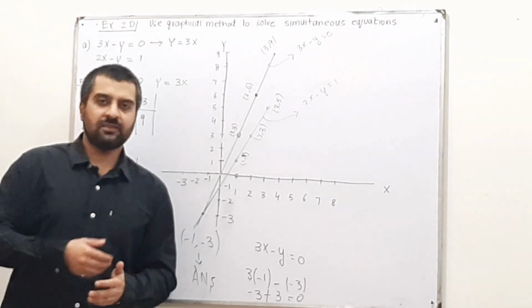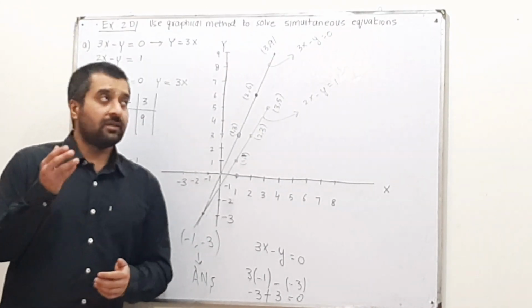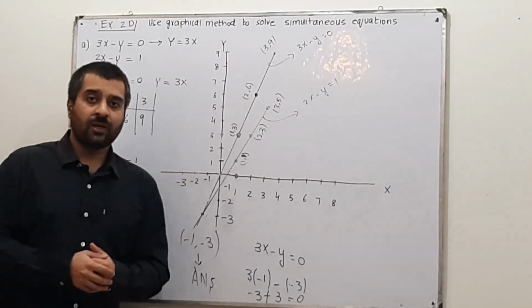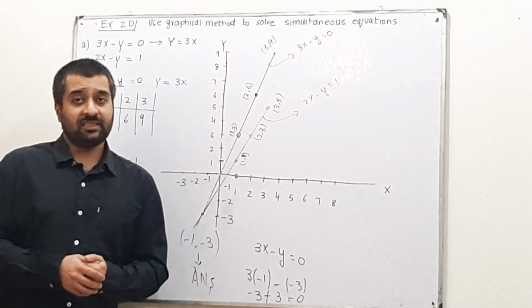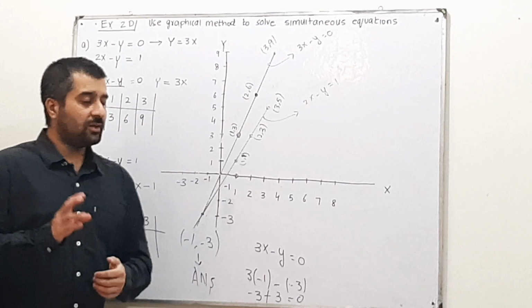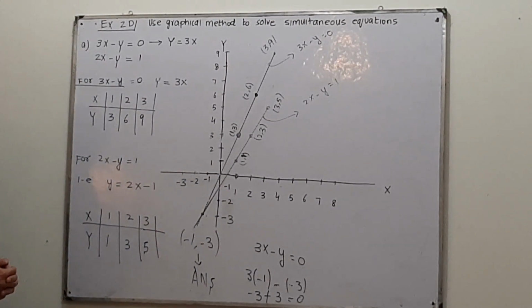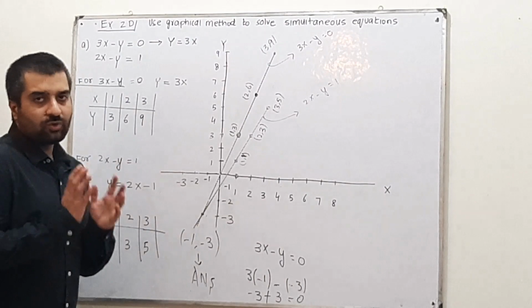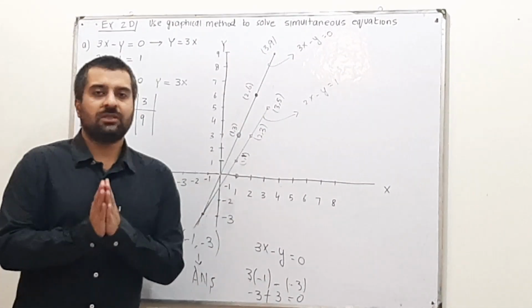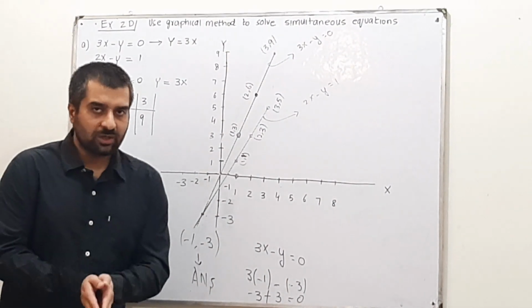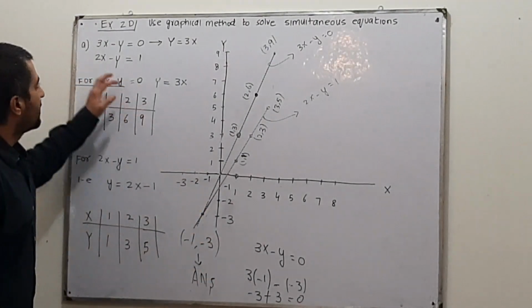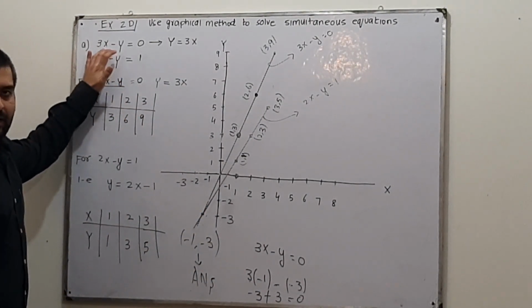So let's discuss this one. This is exercise 2D, 7th edition, and the chapter is simultaneous equations. Okay, so we have question number 1, part A: 3x minus y is equal to 0 and 2x minus y is equal to 1. So we have got two equations. Keep the process simple. Let's suppose this is equation number 1.